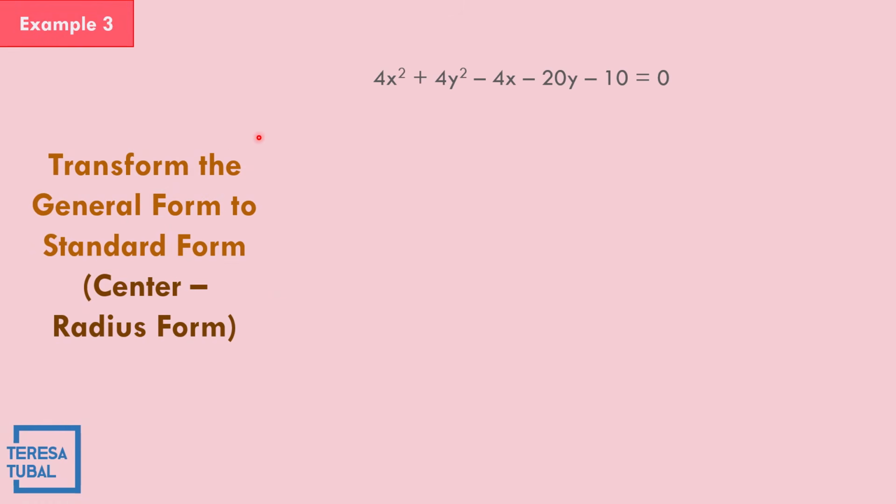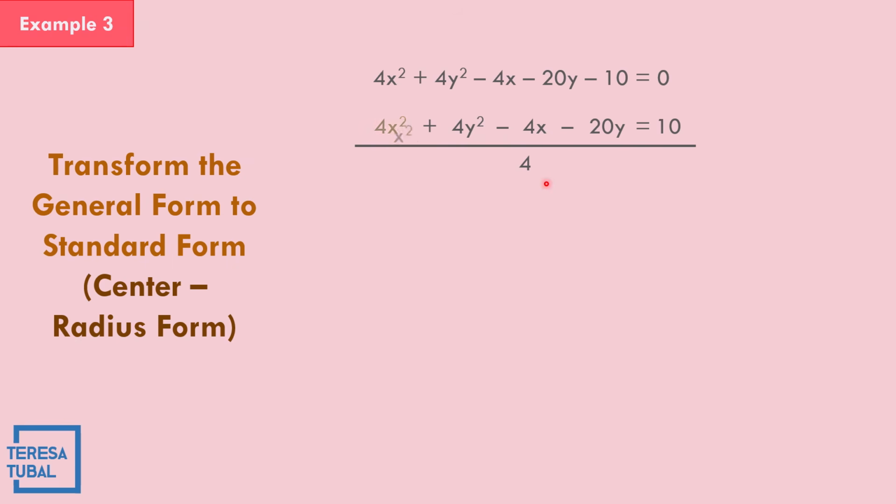In example number 3, 4x squared plus 4y squared minus 4x minus 20y minus 10 equals 0. Copy 4x squared, copy 4y squared, copy negative 4x, copy negative 20y, and then the constant going to the right equals positive 10. And then afterwards, let us divide it by the numerical coefficient of x squared. So that becomes divide all by 4.